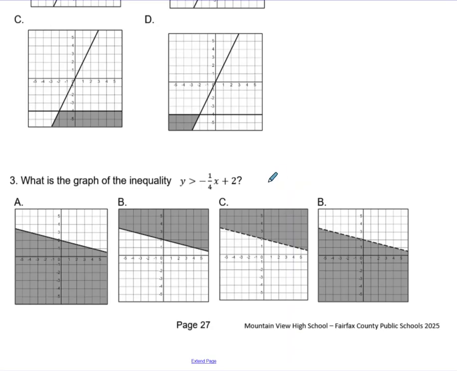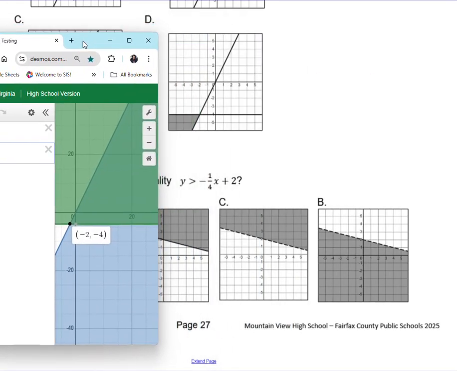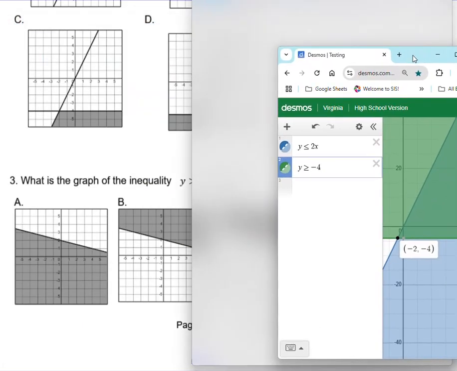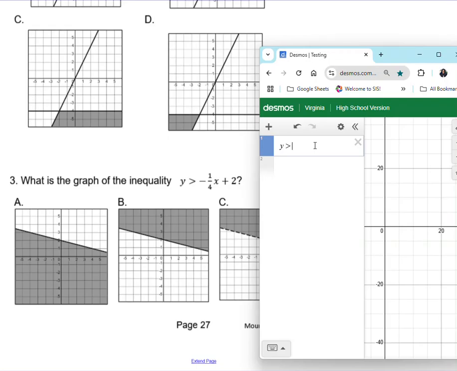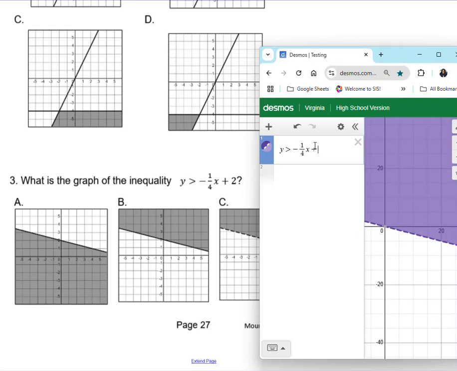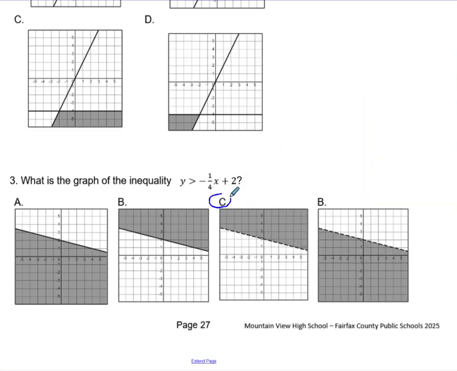What is the graph of the inequality? We're just going to graph it. I know looking ahead that it's going to have a dotted line because this does not have an equal to, so it's got to be C or D, and also it says that y is greater than, so I'm pretty sure it's going to be C, but let's make sure by putting it in Desmos. So you have y greater than -1/4 x plus 2, and yep, there it is, C.